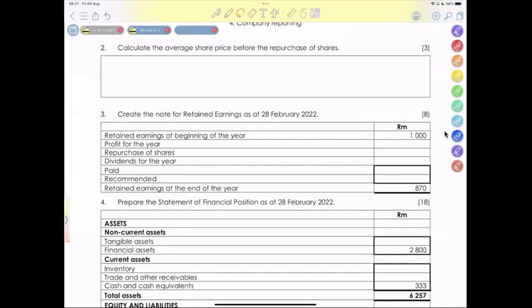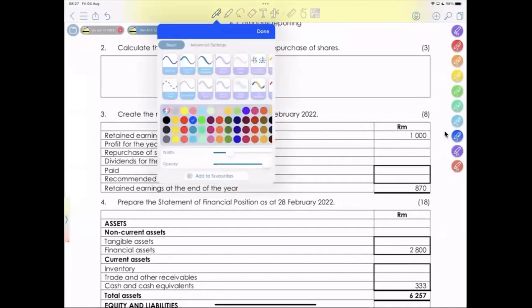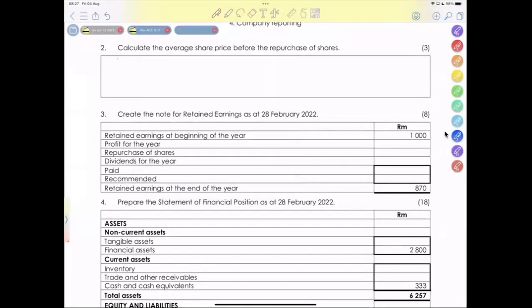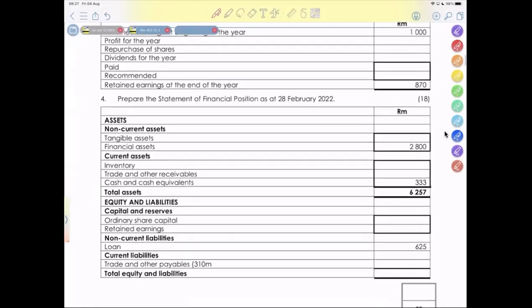The average share price, you'll hopefully remember, is quite a simple calculation. You're just looking for the value of the shares over the quantity of shares at that time. It's just like the weighted average inventory valuation calculation. So very easy to remember. Then you're also going to do the note for retained earnings and your statement of financial position.